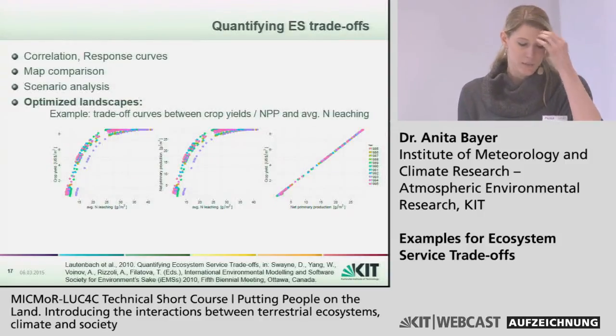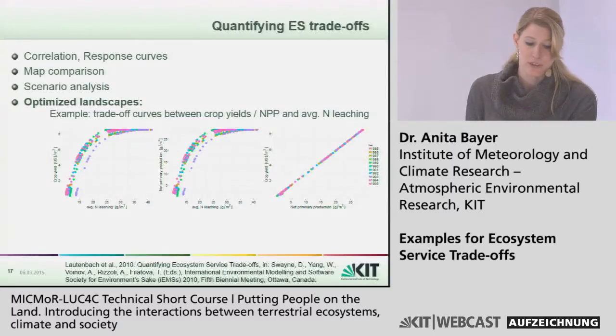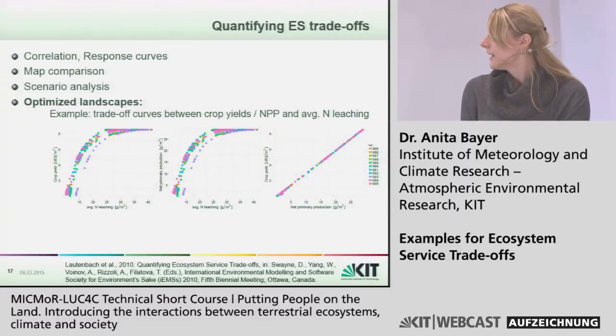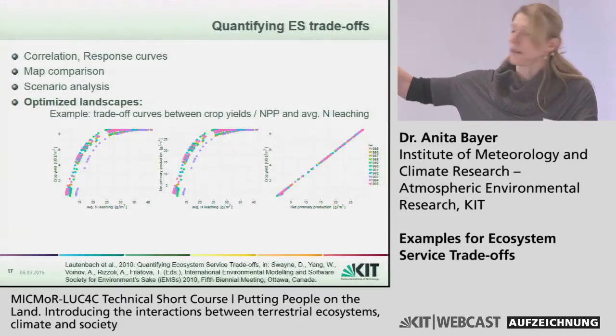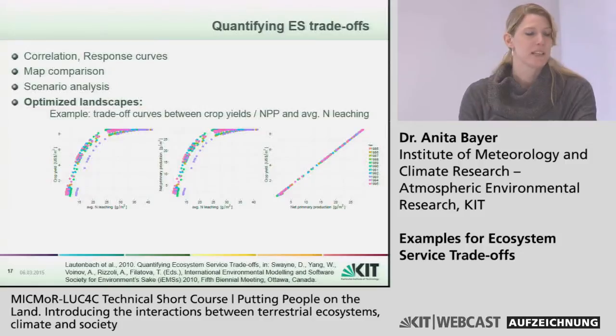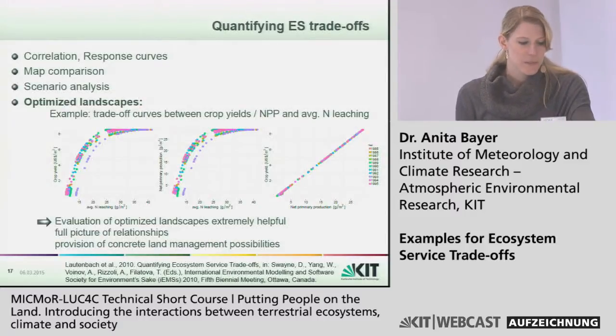That's now a practical example where we have trade-off curves between crop yields and NPP and the nitrogen leaching. And what the authors did is calculating these frontiers for different years. So actually every point here produces one land use scenario, and the different colors give you how the land use scenarios might evolve over time. So at a different point in time, you would have a different scenario solution. These optimized landscapes can be quite helpful because you see the full picture of the relationships between services, and they actually do provide concrete land use management scenarios.